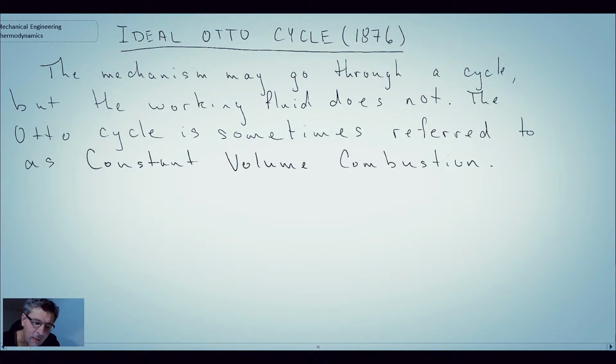So that's one approximation. The other thing is that this is sometimes referred to as constant volume combustion. I'll show you in a moment with the PV diagram where the constant volume combustion term is coming from. So let's take a look at the PV diagram and then some of the aspects of the Otto cycle itself.